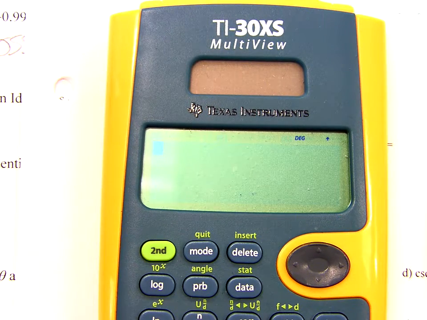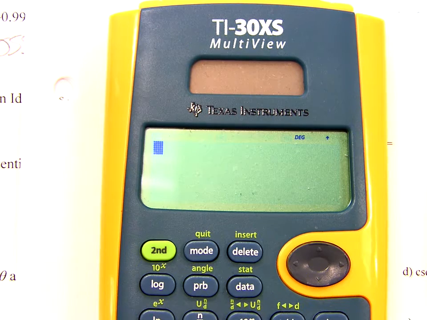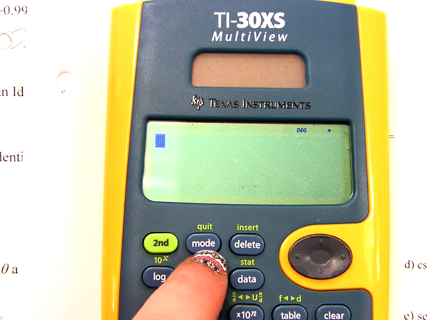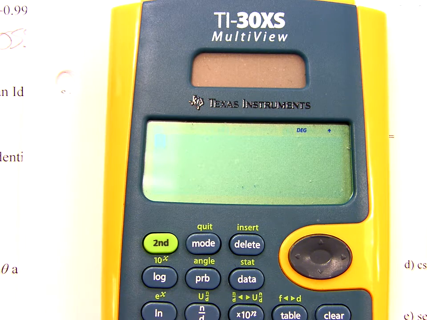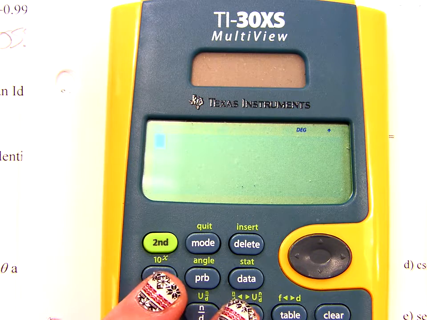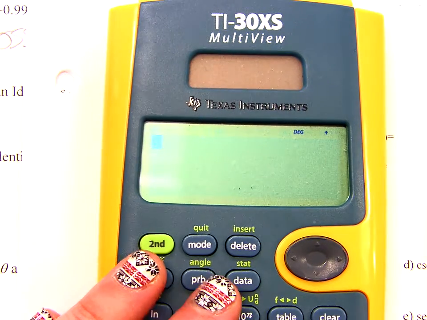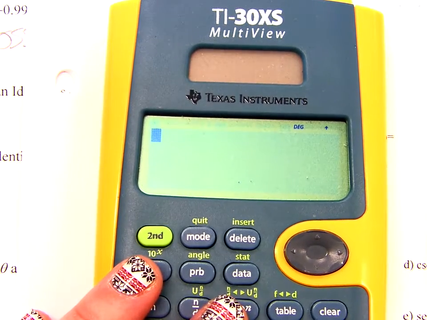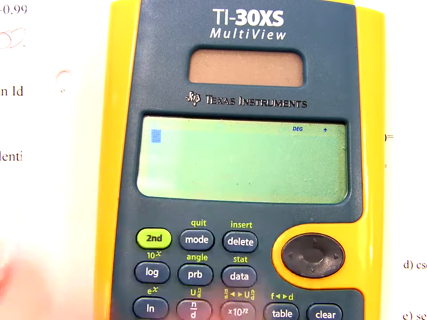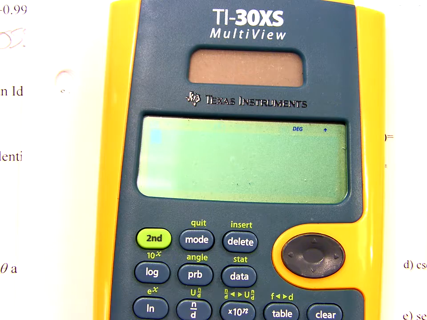Right next to the green button, or right next to the second button. It should usually be right there, or near there. Every calculator is different, so you got to make sure you know how to use your own. So everybody's in degree mode. If you're using a graphing calculator, it doesn't usually say on the screen. You have to actually hit the mode button to see what it's in.